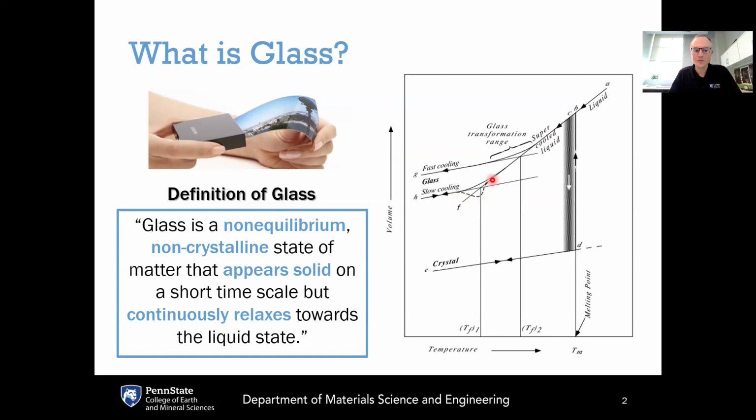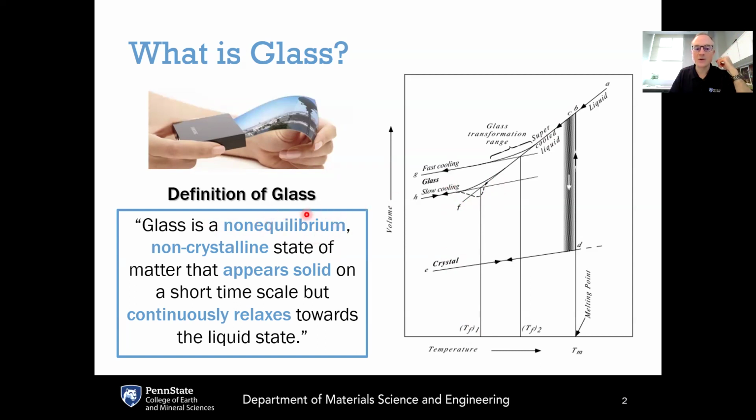All right, so let's now go back to our definition of glass and read it one more time and see if it makes sense in light of our discussion about the volume-temperature diagram. So glass is a non-equilibrium state. Non-equilibrium means that it is thermodynamically an unstable state. We know that the crystal is equilibrium, the supercooled liquid is the metastable equilibrium, and glass is unstable.